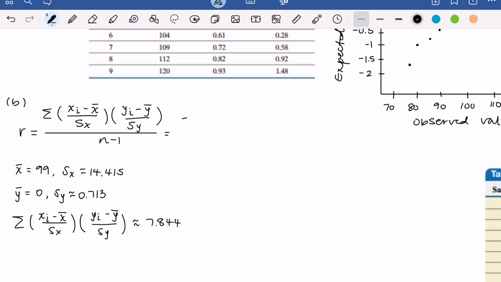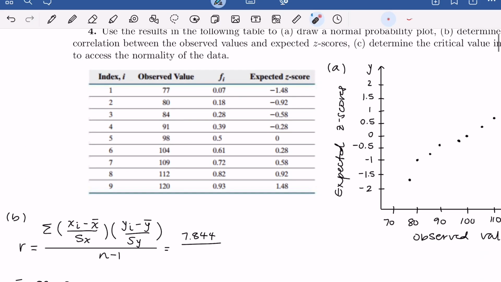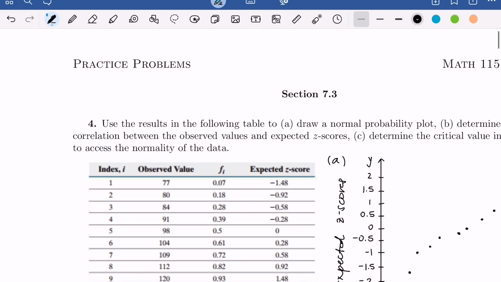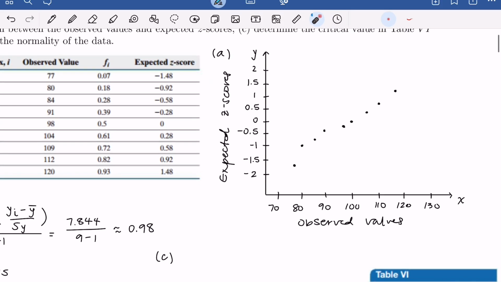So we're going to plug this directly into this formula up here. In our numerator, this is going to be 7.844. And in our denominator, this is going to be n minus 1, so the number of observations here, minus 1. Going back up to this table, we have 9 of them. So in our denominator, we're going to get 8. So this is going to be approximately 0.98.